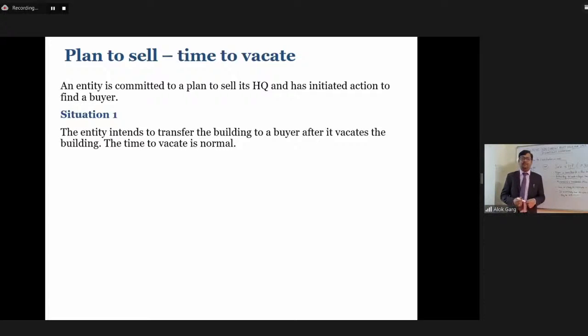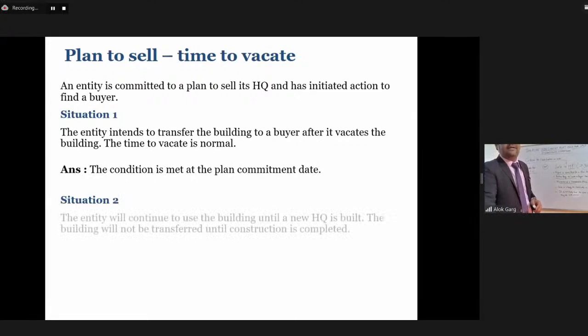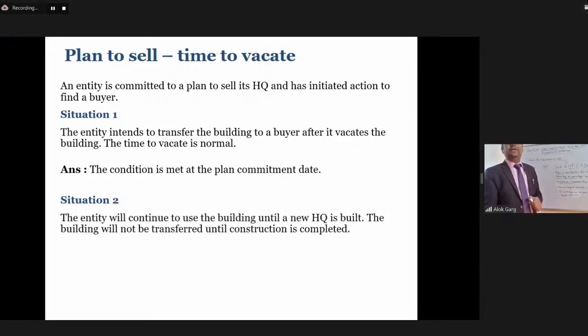Absolutely amazing. So friends, in this case, the entity wants to transfer the building to a buyer after, of course, vacating the building, and the vacation time is normal. So in this case, it will be considered as held for sale, available for immediate sale in present condition. Okay. So the condition is met at the plan commitment date.